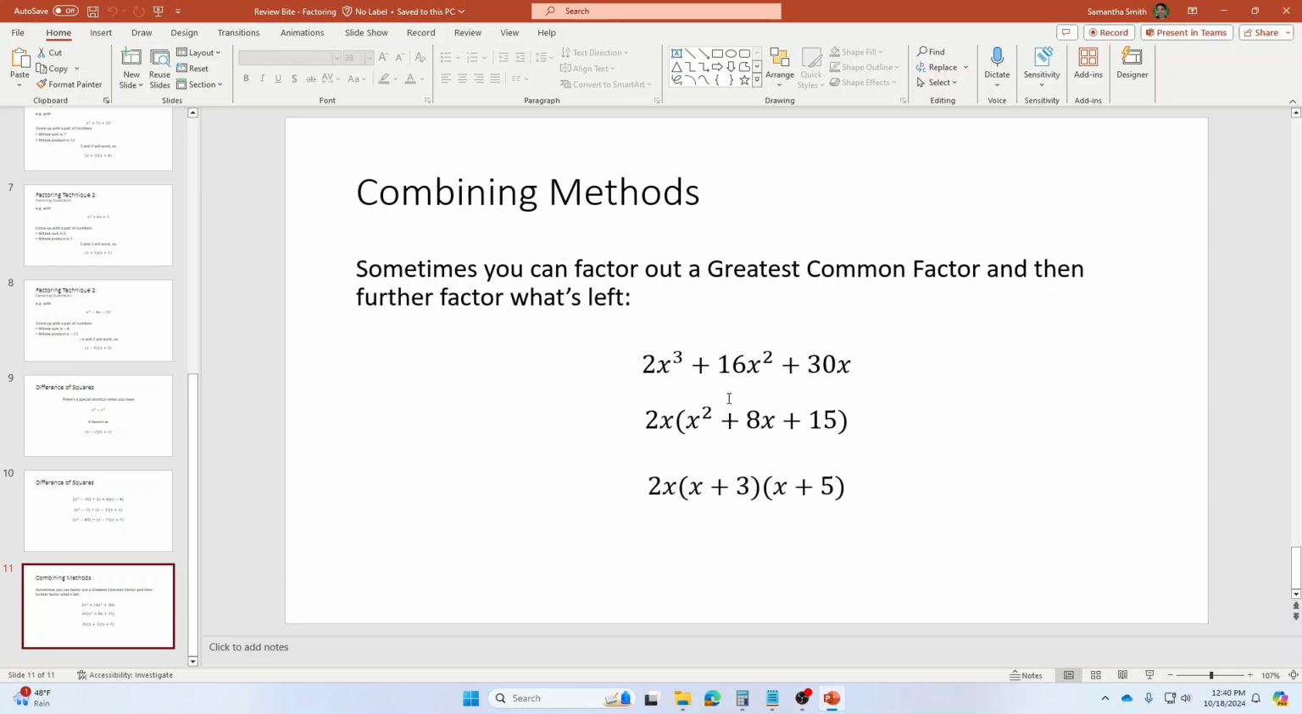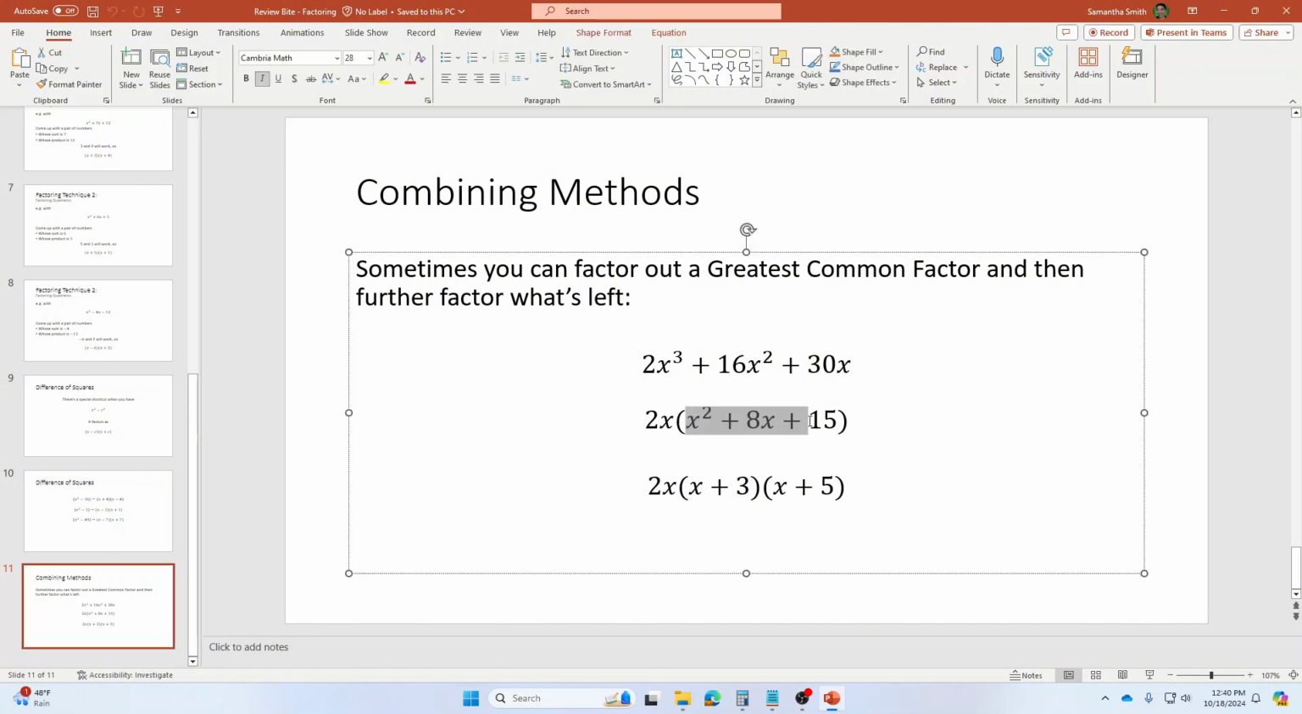For example, here, if I look at 2x to the third power plus 16x squared plus 30x, the first thing that I'll do is check to see if there's a greatest common factor that can be pulled out of this expression. Now I see that all three terms contain a factor of 2, and all three terms contain a factor of x, so I can pull that 2x out and leave behind x squared plus 8x plus 15.